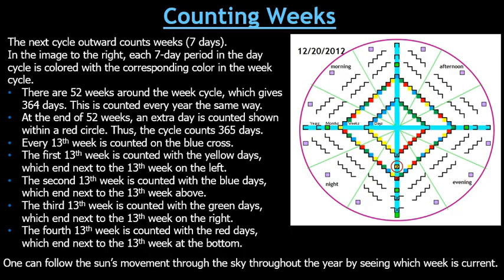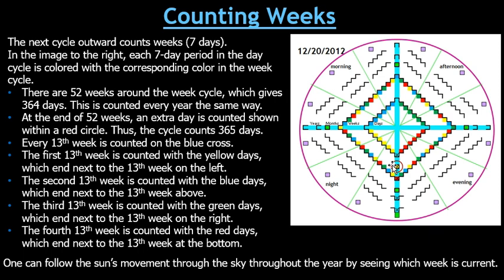Okay, now we're going to count weeks. So the next cycle outward counts weeks, 7 days. In the image to the right, each 7-day period in the day cycle is colored with the corresponding color in the week cycle. So remember that this is the yellow week right here. So you can see all the yellow weeks are marked with yellow out here in the weekly cycle. So there are 52 weeks around the week cycle, which gives 364 days. This is counted every year the same way. At the end of 52 weeks, an extra day is counted, shown within a red circle. Remember, I just showed you that in the little clip of the calendar before. Thus, the cycle counts 365 days.